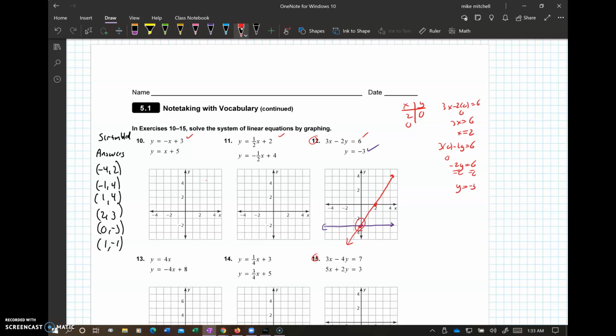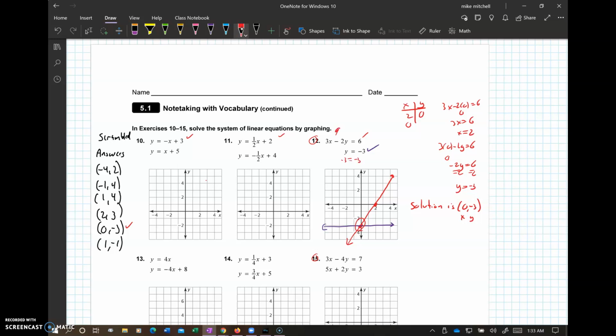There's my solution. The solution is 0, negative 3, which I can see over here. I can also check it out like we did on the last page. This is my x, this is my y. The bottom one is pretty easy to check. Negative 3 equals negative 3.